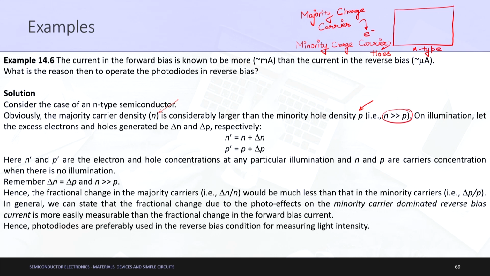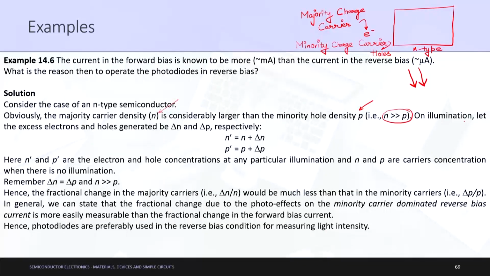On illumination, as in when the optical signals are being detected, let the excess electrons and holes generated be delta n and delta p. We know from the previous discussion that when the optical signals are being generated, then an electron hole pair is generated. This electron hole pair is being separated apart, they cannot be recombined. Why? Because of the electric field existing in the depletion region, and because of this separation there is a concentration gradient happening, and that is what leads to your EMF, correct.